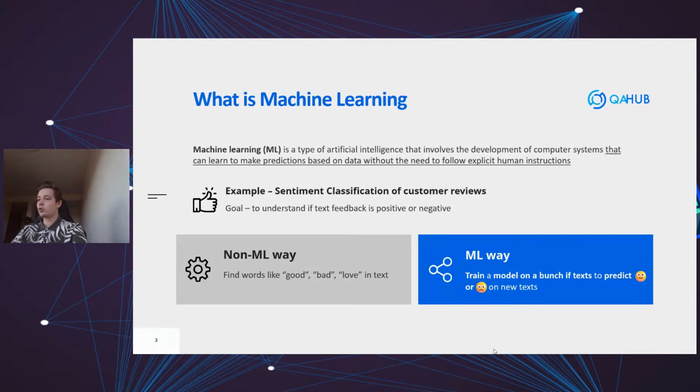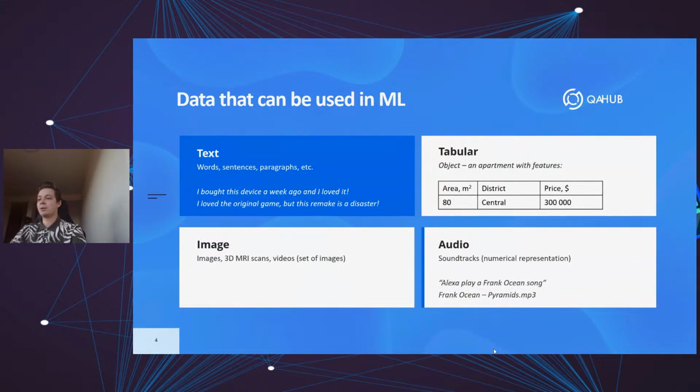Meanwhile, the ML way is to prepare a bunch of texts with known sentiment classes and train a model on these texts. So the model will learn from them to make predictions for new unseen text. So it will be able to predict the sentiment class for the new input text. And moreover, this model will consider the context of this text. It won't just simply match words from the list. And as an illustration, here's an example of two customer reviews in the upper left corner. The first one is, I bought this device a week ago and I loved it.